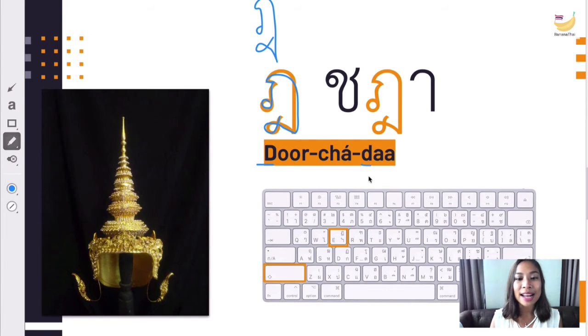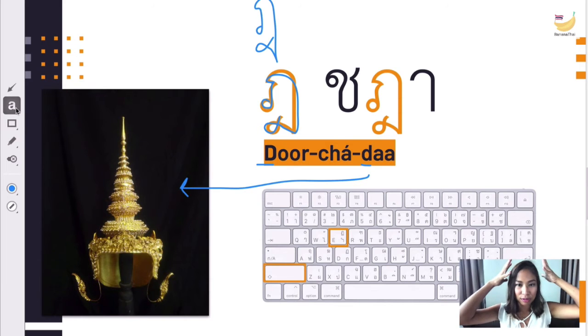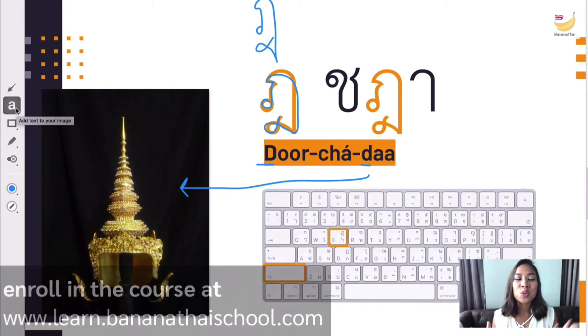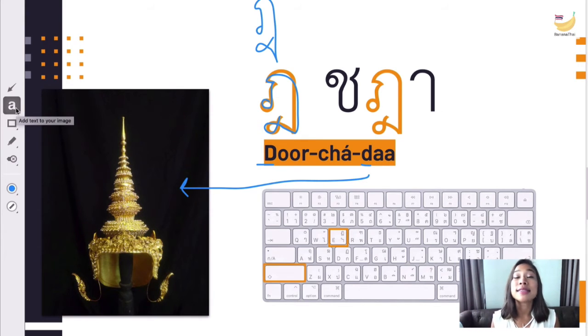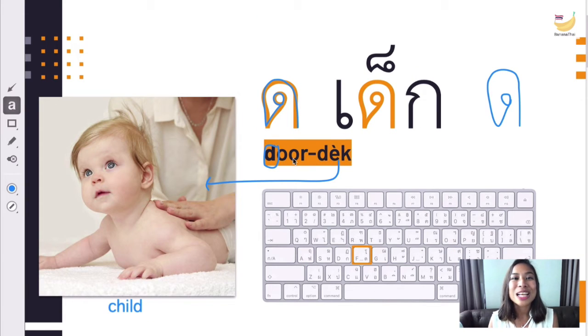ชะดา means a crown, like a head crown. You will see chada in Thai dancing or Thai theater. We wear the chada นะคะ. It's not commonly used นะ. And ดอ ชะดา actually shares the same initial sound as ดอเด็ก. See? Both of them with d. But ดอเด็ก is more commonly used than ดอ ชะดา นะคะ.